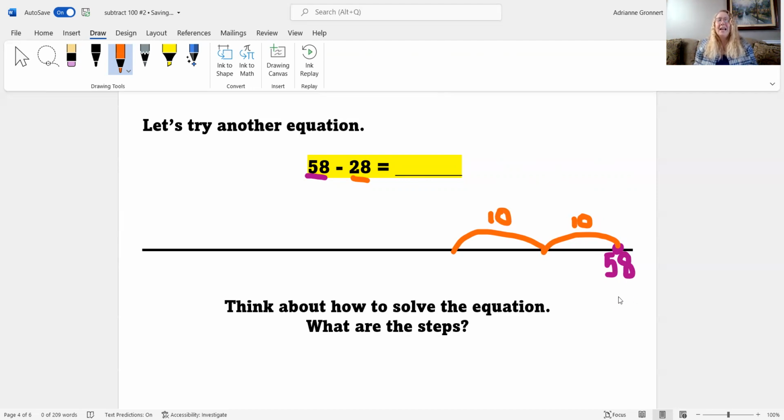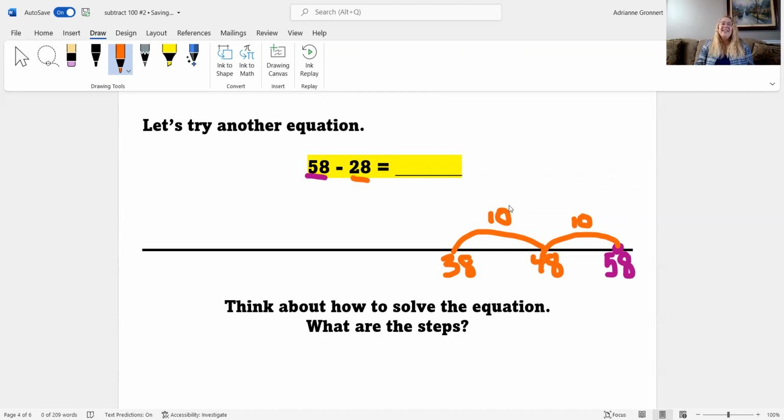Yes. Okay, so 58 take away 10 is 48. Take away 10 more is 38. You got it. Did you get that on your paper? If not, make sure you do that right now, because we want to make sure we have both of these equations completed with all of the steps on our paper. Okay, now, what's my next step? How do I finish solving this problem?